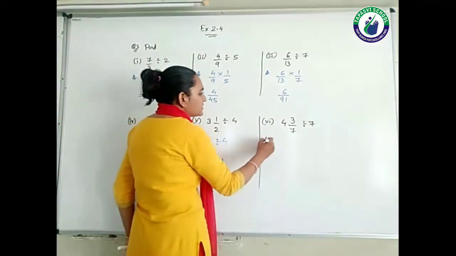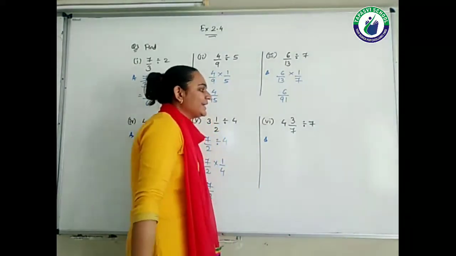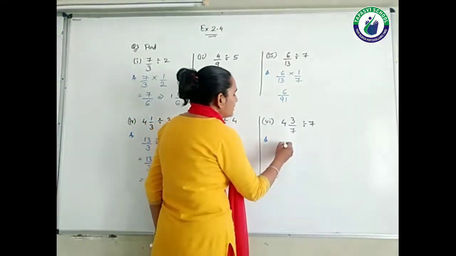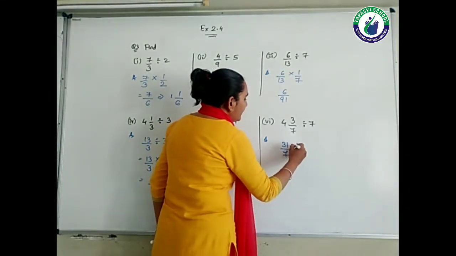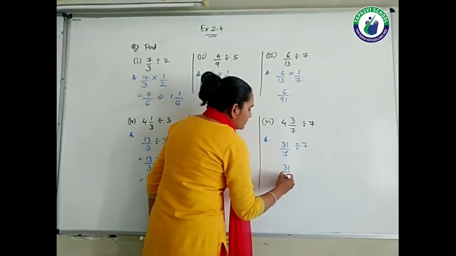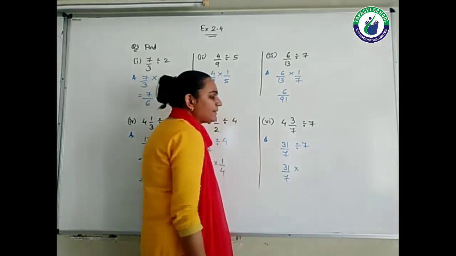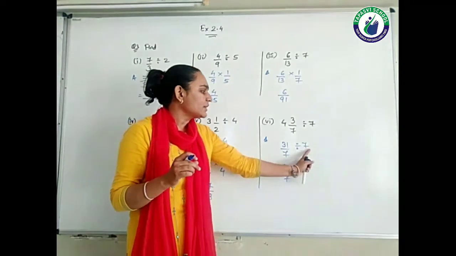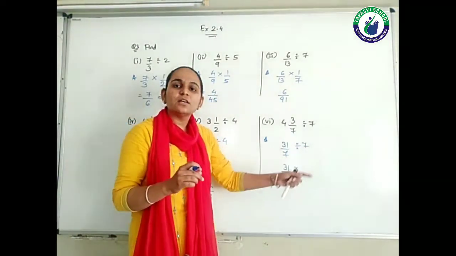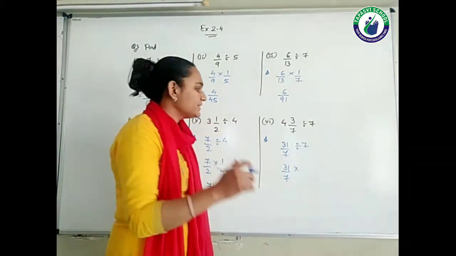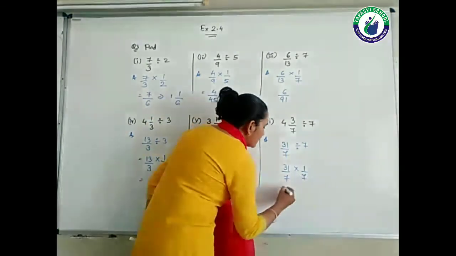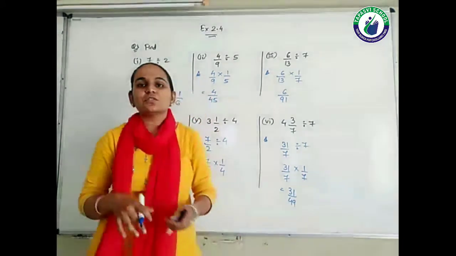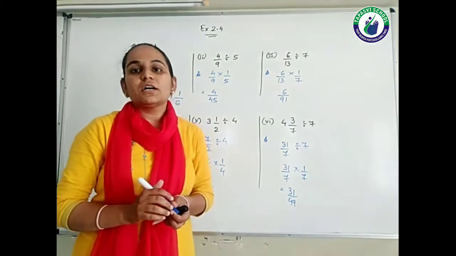Last question, students, 4 sevens are 28. 28 plus 3, students, we will get 31 divided by 7. So division sign convert into multiplication sign and do the reciprocal of 7. So if you don't know the reciprocal, you can consider that we have the denominator as 1. So when we flip it, it will become 1 by 7. So now 31 ones are 31 and 7 sevens are 49. This is a proper fraction, so there is no need to convert it into mixed one.